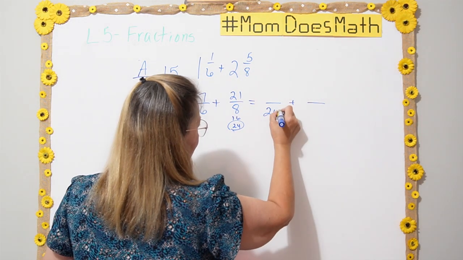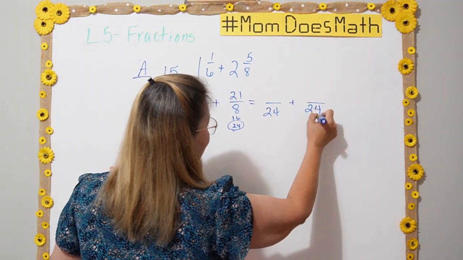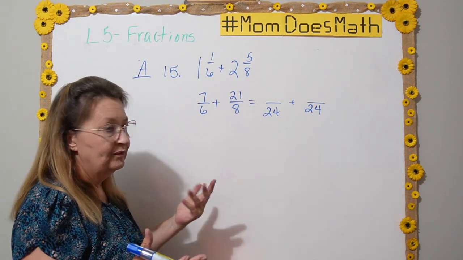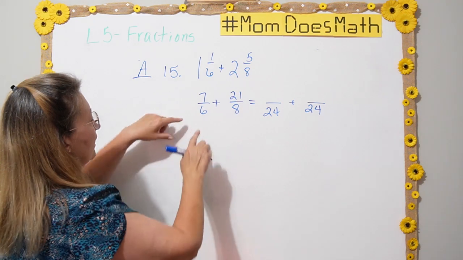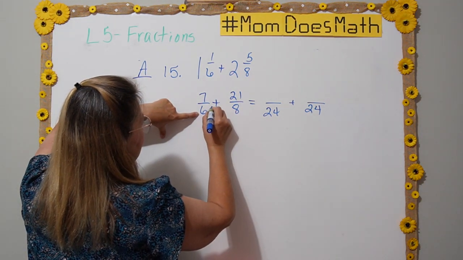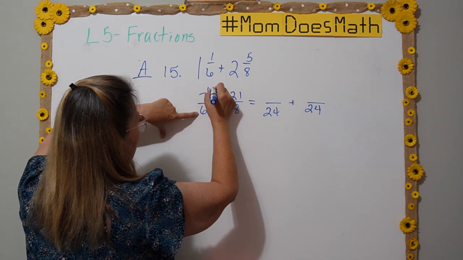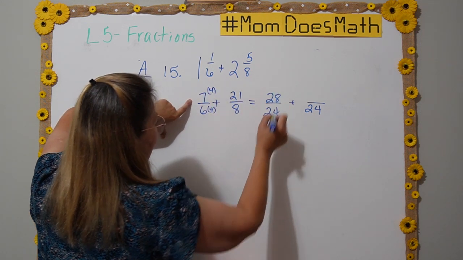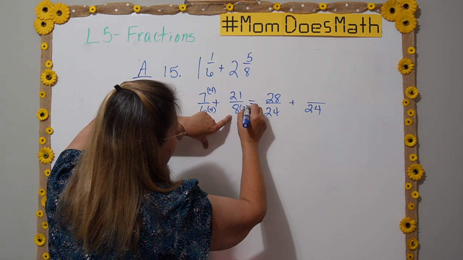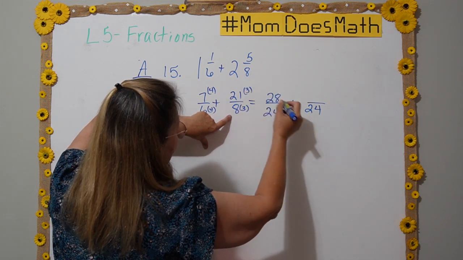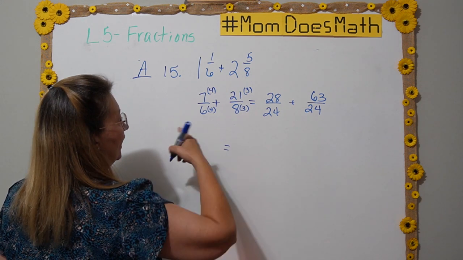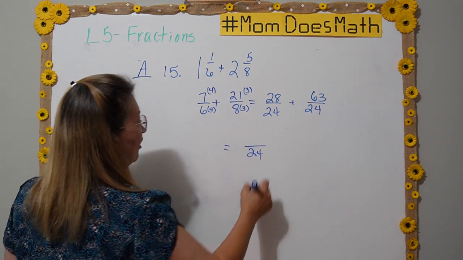So let's go there. You could multiply 6 times 8, get 48, and go with it, but then you're going to have to reduce. So either way, it's up to you. Now you ask yourself, 6 times what is 24? Well, 6 times 4. So you got to multiply 7 times 4. That's 28. All right, 8 times what is 24? 8 times 3. So you got to multiply this times 3. So that's 63.